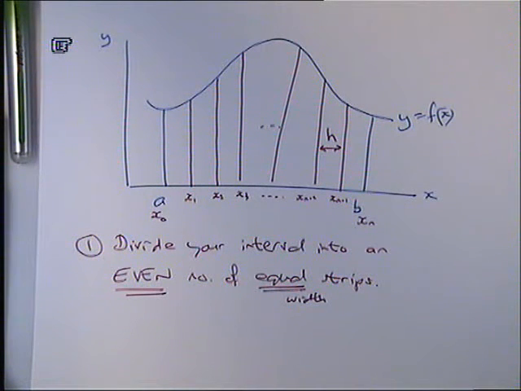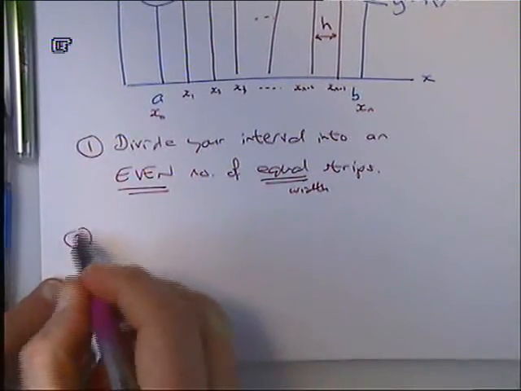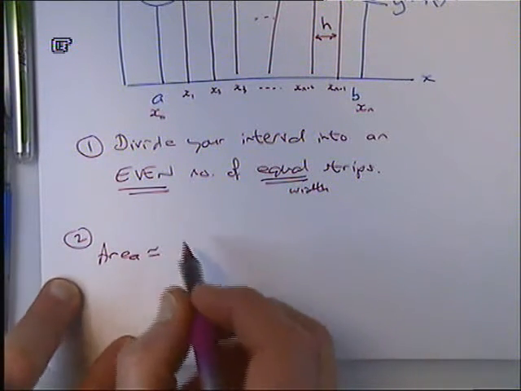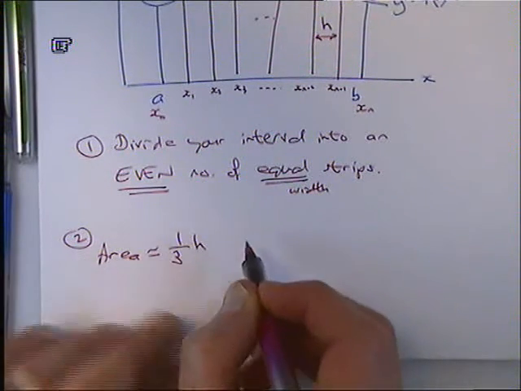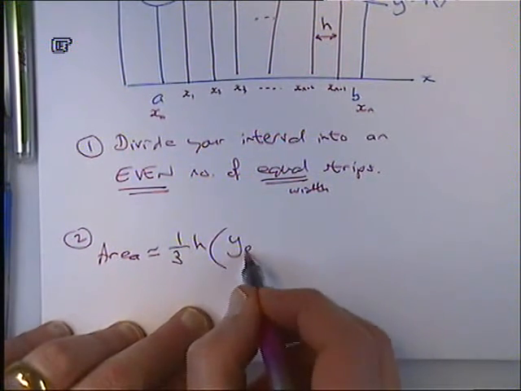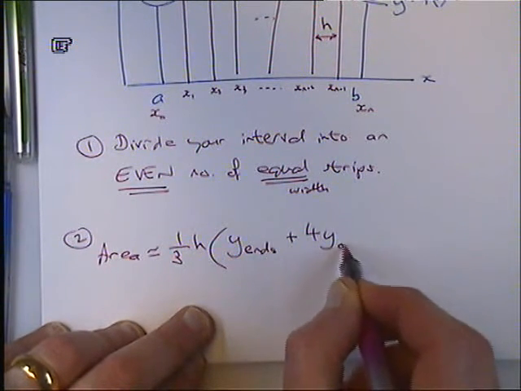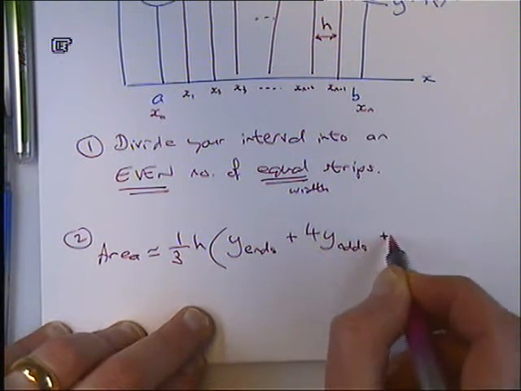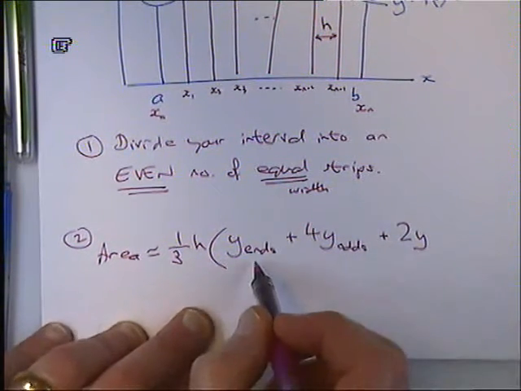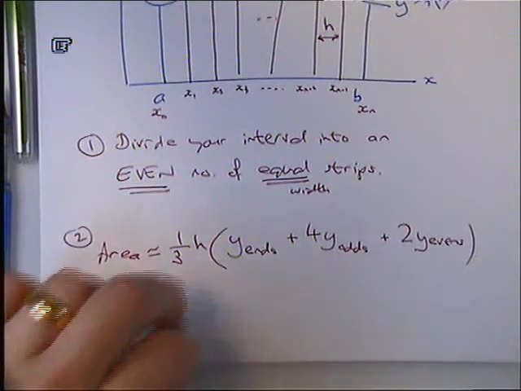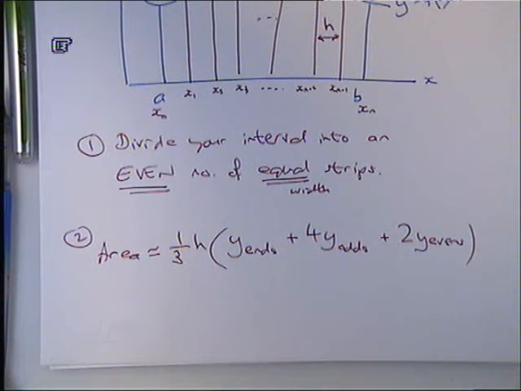And then there's this magic formula. Okay, this is step 2, magic formula time, which will look a bit weird. Why what? Ends, odds, and evens. Now, I'm just telling you that formula is there.